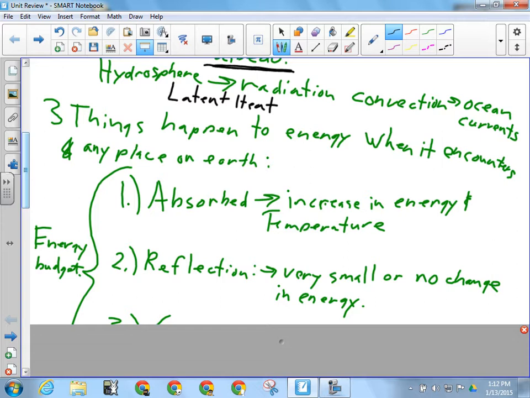And if the energy is converted, it's kind of being absorbed, but it's not being absorbed as thermal energy. It's being turned into what?